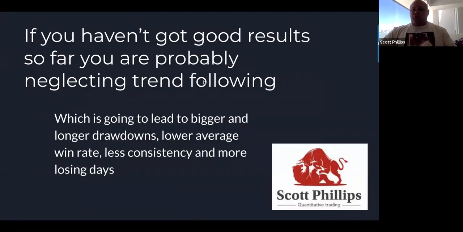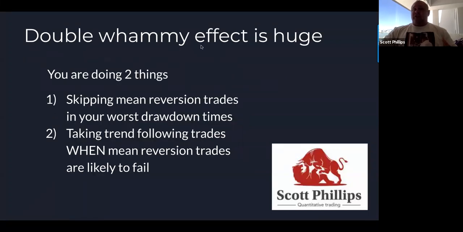Now, if you've tried to implement this system in your own trading and you haven't been able to replicate my results, if your results are falling short of my results or Daniel's results, almost certainly a couple of things are going wrong. And the big thing that you're probably neglecting is trend following. If you're neglecting this and thinking, oh, it's just too hard, or I'll just do the easy bit, massive mistake. So you're going to have bigger and longer drawdowns than me. You're going to have a lower average win rate. You're going to have less consistency. You're going to have more losing days. And those losing days are going to be worse for you than they are for me.